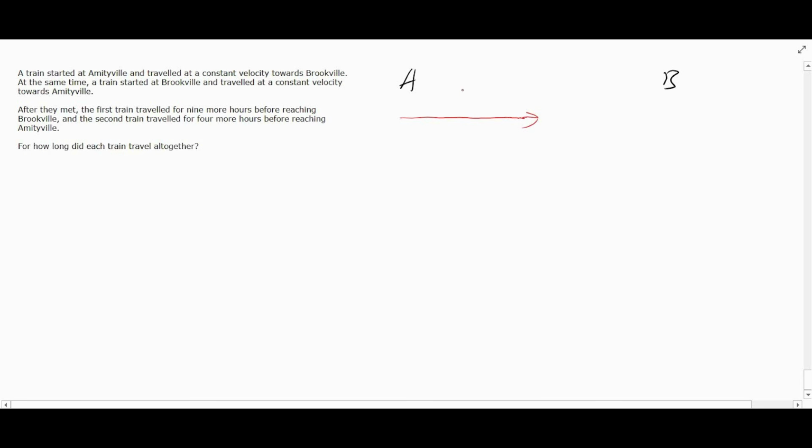And that maybe took some amount of time, let's say k hours. In that same time, k hours, a train from B also managed to travel some distance, and at that point they met. So we're saying that at k hours, they met. And then the first train got to that point, which we can represent maybe with this line, and it had to travel pretty much 9 more hours. So you just represent that as the second part, and that took 9 hours. And this second train got to that point and then traveled 4 hours.